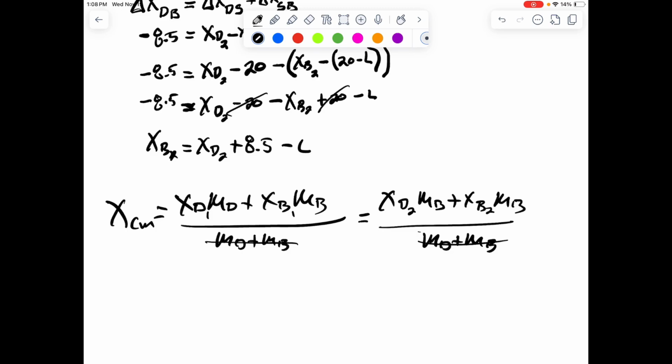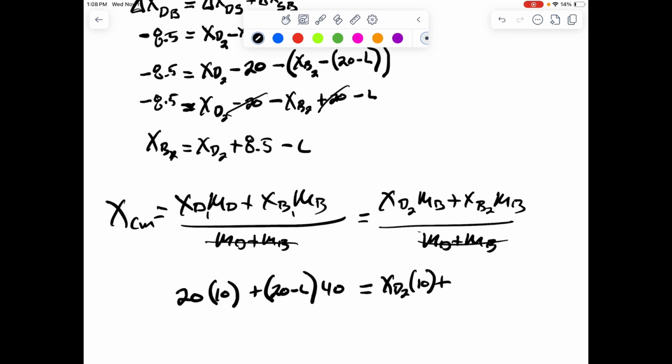And so dog originally, that's 20. Mass of the dog's 10. I'm going to simplify that in a minute. Position of the boat originally was 20 minus L. Mass of the boat's 40. That's going to equal position of the dog, that's what I'm looking for, dog 2, times mass of the dog, 10. Plus position of the boat, but I've got that here in terms of the dog.